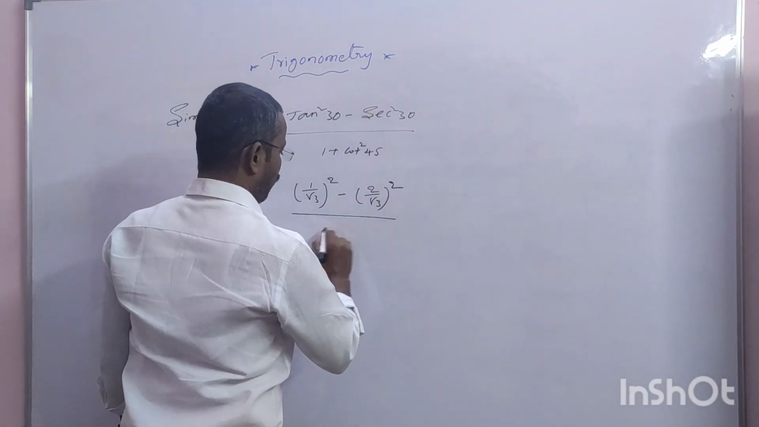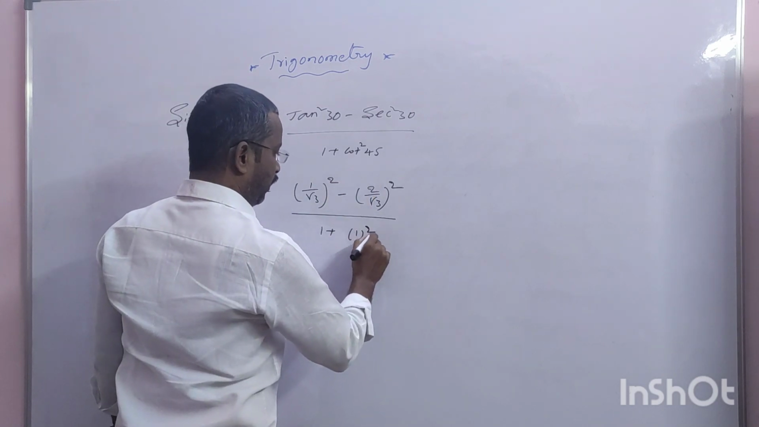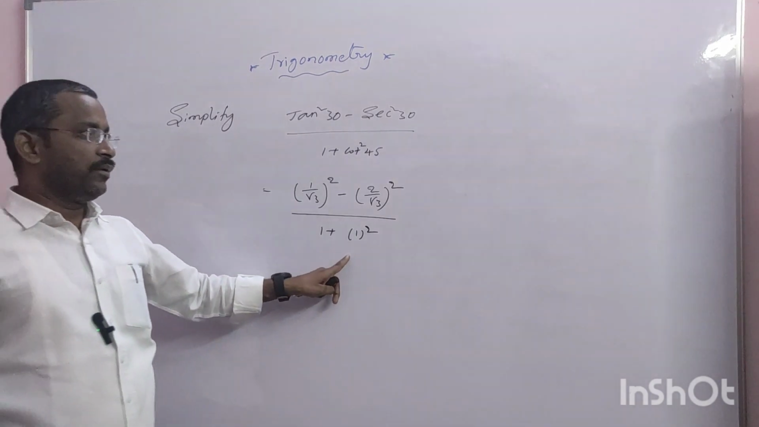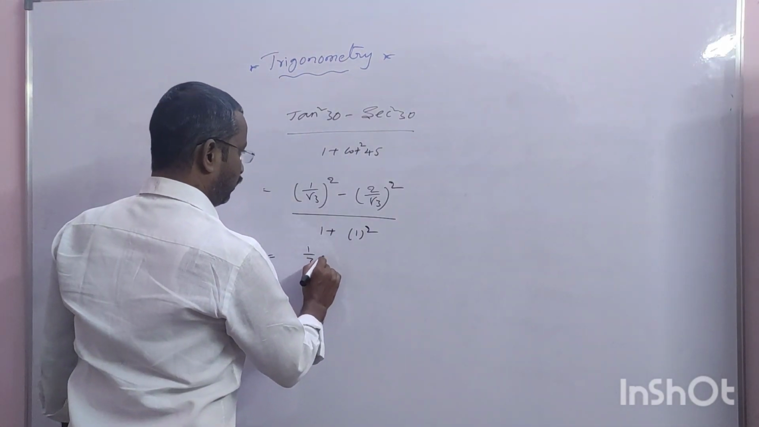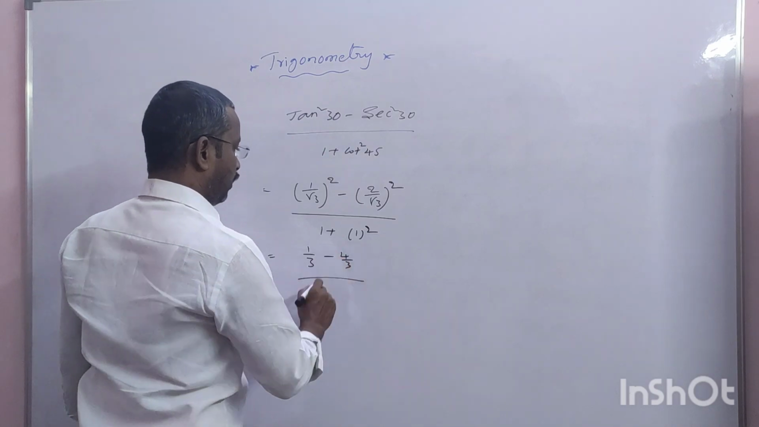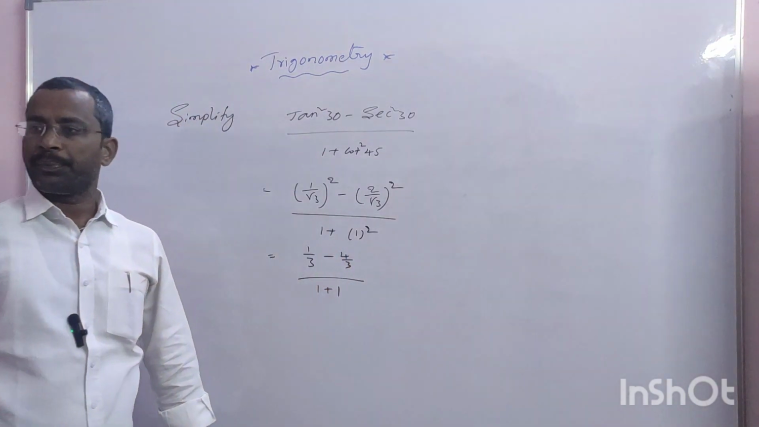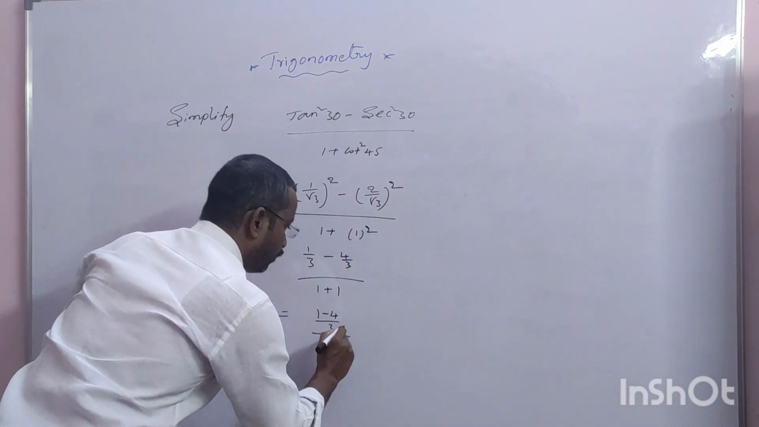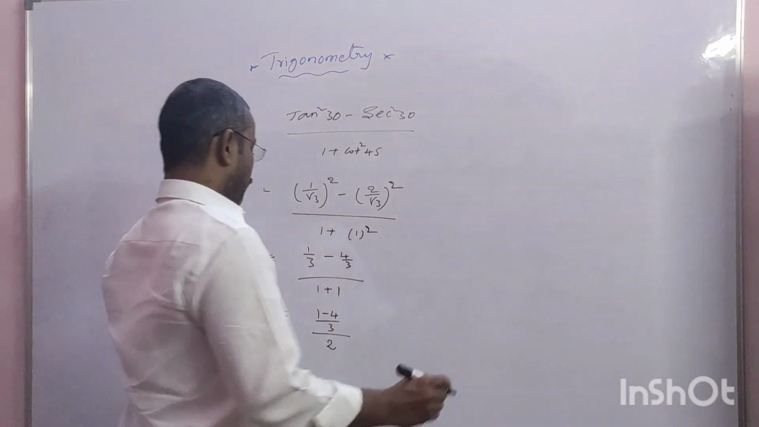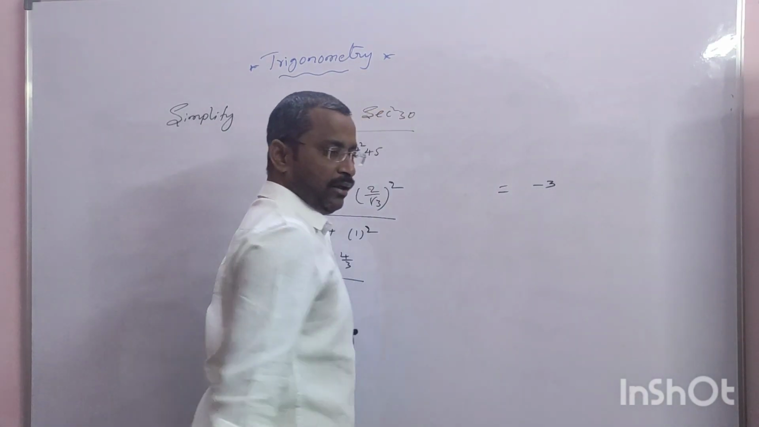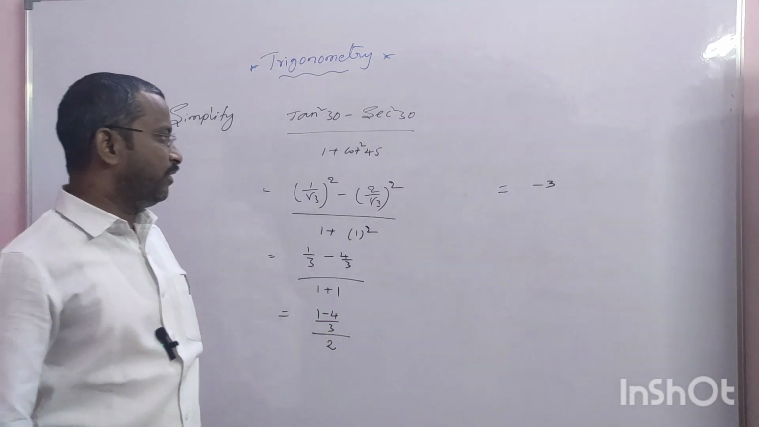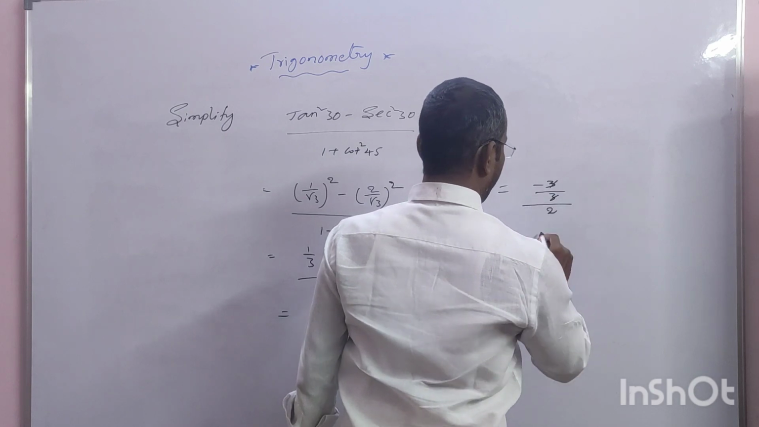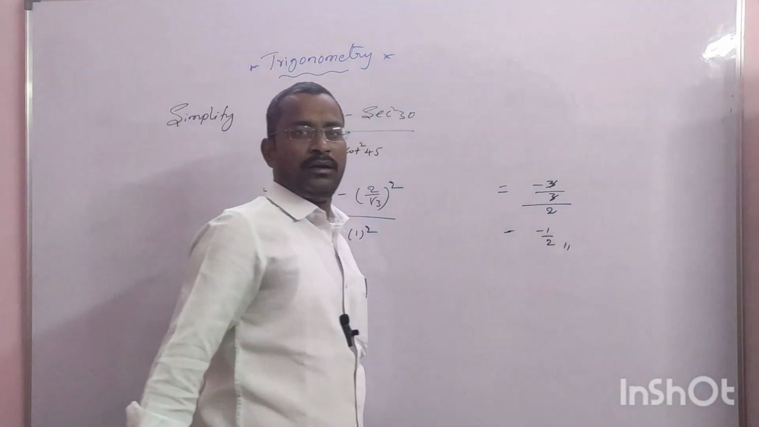Divided by 1 plus cot square 45. Cot 45 value is 1, so 1 square. Now what do you get here? 1 by 3 minus 4 by 3, divided by 1 plus 1. So 1 minus 4 by 3 by 2. Next 1 minus 4 is minus 3, minus 3 by 3 by 2. So you write it as 3 cancel, minus 1 by 2.